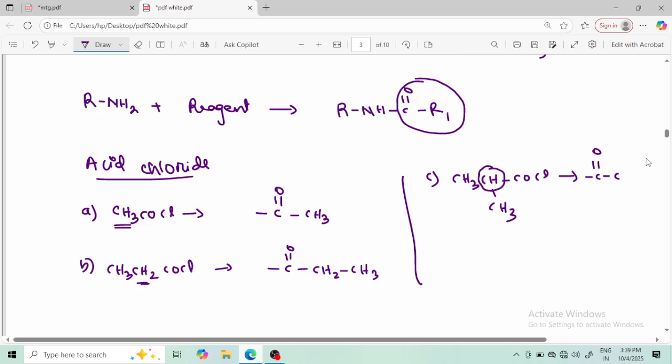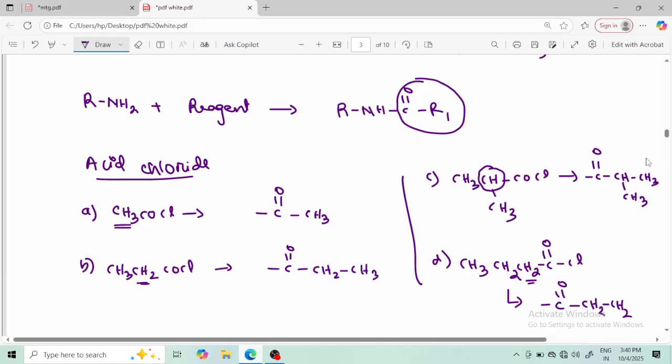So this one will be CH, then CH3 and CH3, okay. Let's take another structure. Suppose I am giving CH3 CH2 CH2 C double bond OCl. So what will be the answer that you will get here? This CH is the bonding side, right? That C double bond will be there and then CH2 and then CH3, okay, right? That's how we get the acyl part.